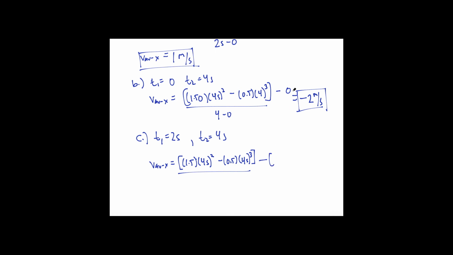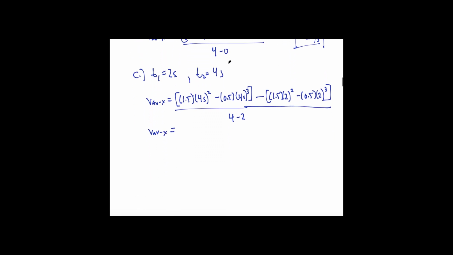My subtraction in this case is not 0 because my time 1 is not 0. So I actually need 1.5 times 2 squared minus 0.5 times 2 cubed. And don't forget, all of this is being subtracted, so I need to make sure I distribute that negative sign later, over 4 minus 2. So I've set this up. Now it's time to just go to the calculator and do your due diligence. The intermediate steps will look something like this.